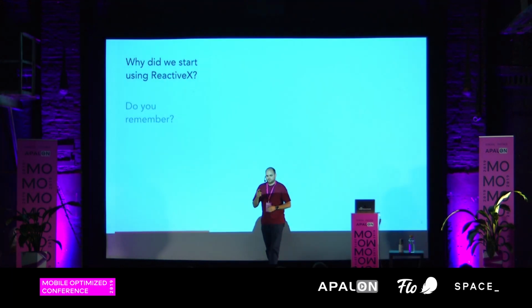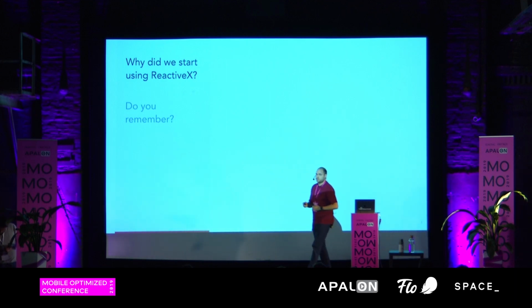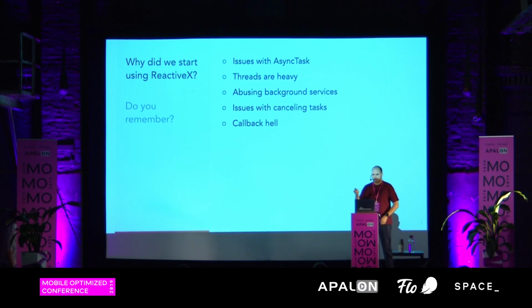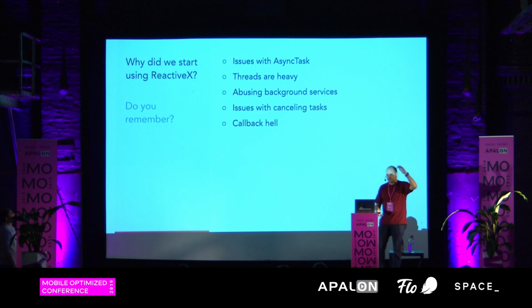So quick recap. Why did we start using ReactiveX? We had weird issues with async tasks. We had issues with threads being heavy, especially in the early days of Android. This was not optimized well. We were doing background services to do asynchronous work. We were canceling tasks in a wrong way. We were producing some weird memory leaks. We had this thing that's called callback hell. If you don't know what it is, Google it, you'll get scared. It's huge stacks of callbacks, one inside of the other. Yeah, and it's pretty ugly.